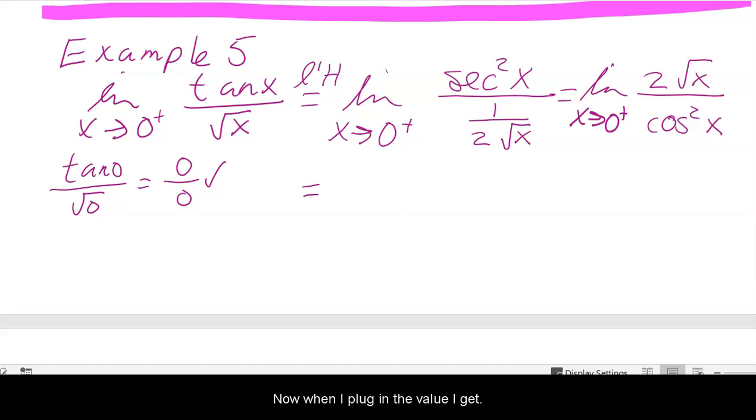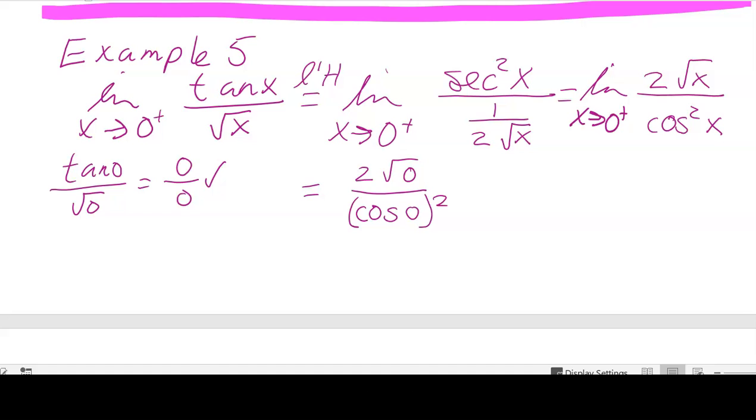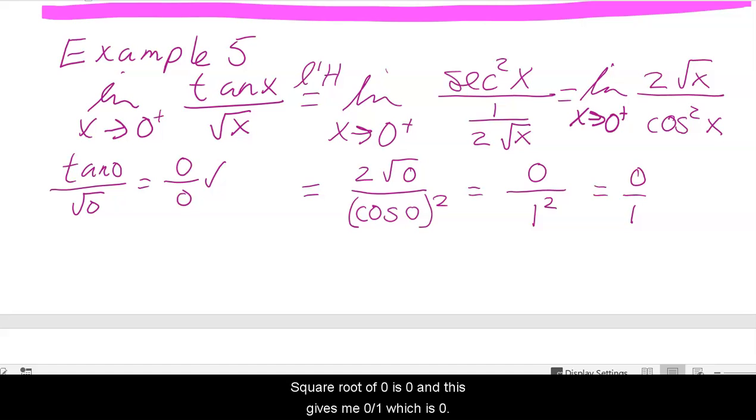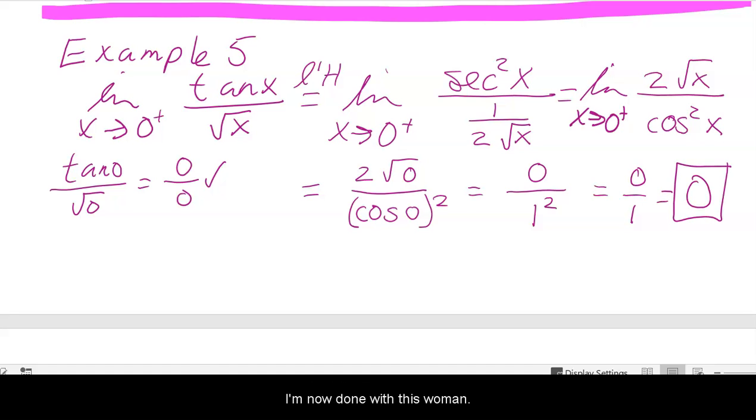Now when I plug in the value, I get 2 times the square root of 0 over the cosine of 0 quantity squared. Cosine of 0 is the number 1. This gives me 1 squared for the denominator, or 1. Square root of 0 is 0, and this gives me 0 over 1, which is 0. I'm now done with this limit. Let's take a look at another example.